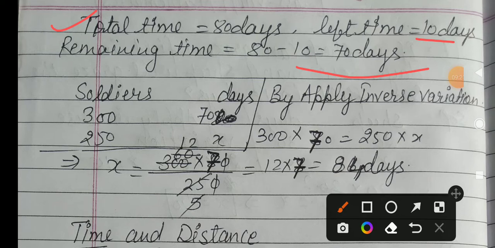So 250 soldiers eat that food for the 70 days, but it is not necessary that it will take either the fastest or the longest time. So here that is the inversely proportional variation. So we have to consider, just like, 300 soldiers is not there, we have to write here that 250 soldiers.